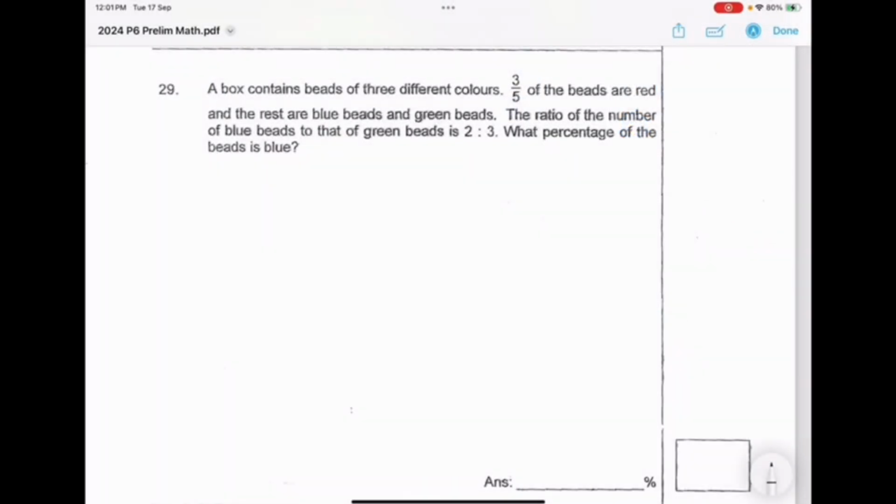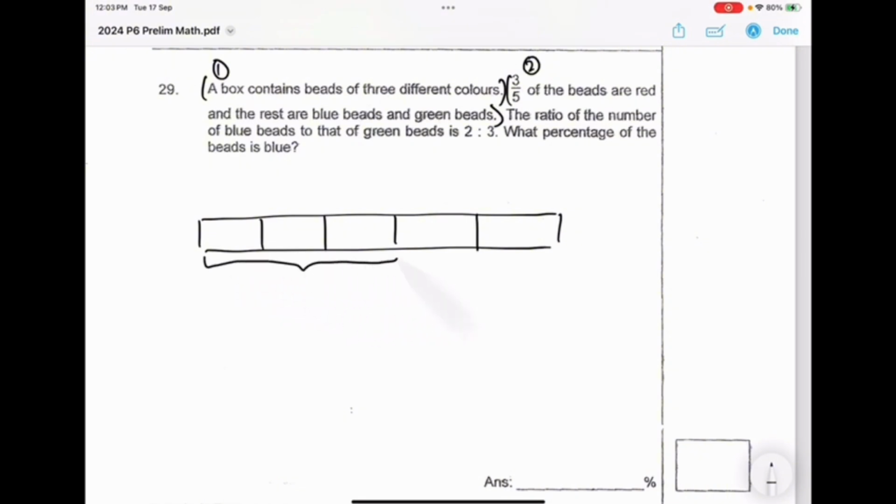Moving on to question number 29. A box contains beads of 3 different colors. This is my sentence number 1. So we know there are 3 colors of beads. Now, sentence number 2 says, 3/5 of the beads are red, and the rest are blue beads and green beads. When I'm faced with such a sentence, what I want to do is to draw a model to help me visualize things better. And I know that 3/5 of it is red, and then the rest are blue beads and green beads.